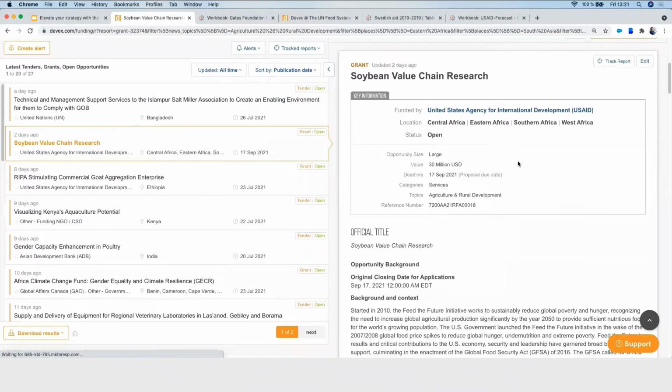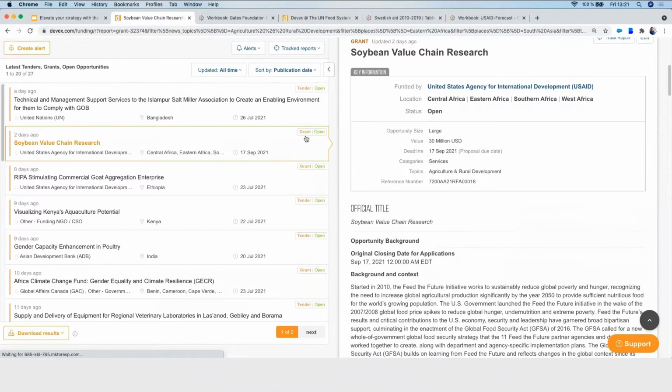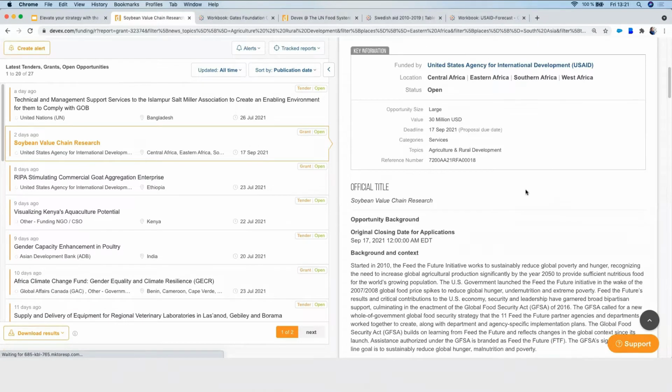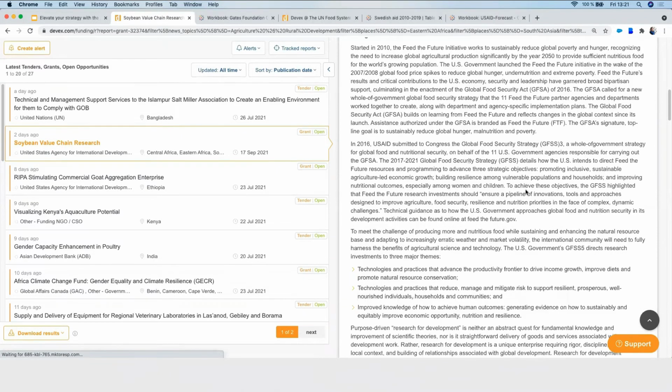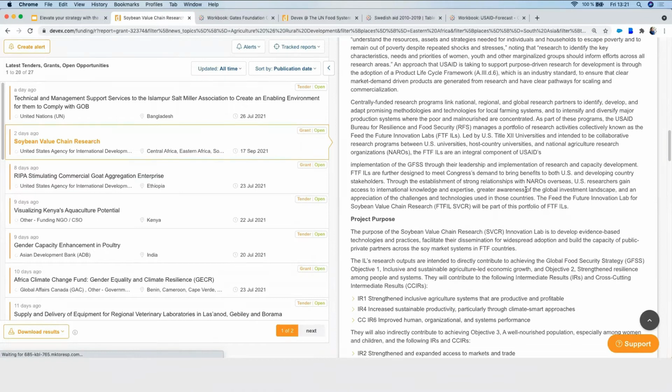We can take a look at this specific opportunity, rather large. You can see the value here. You have the deadline as well, very handy here on the right-hand side. And in this case, it's a USAID grant. And you've got the background already, the purpose, and the structure.